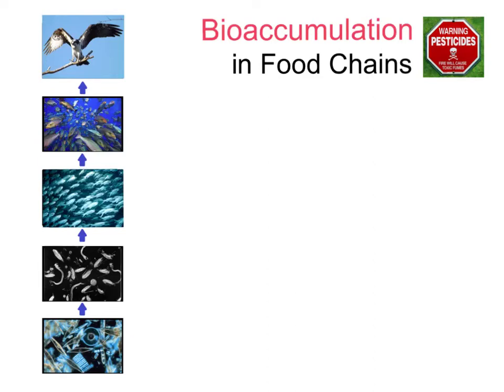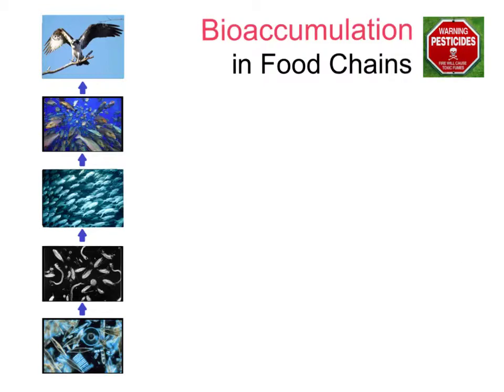Hello everyone, in this video we're going to be talking about something called bioaccumulation. And we're going to look at it specifically in food chains. So let's first of all start with a definition of what we mean by bioaccumulation. So biological, and accumulation means like a build-up. So this is a build-up in something biological or a biological system.